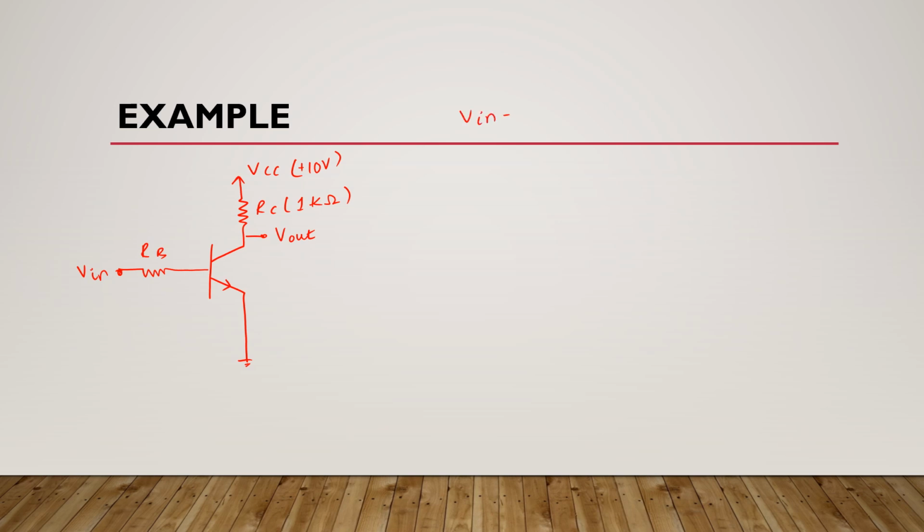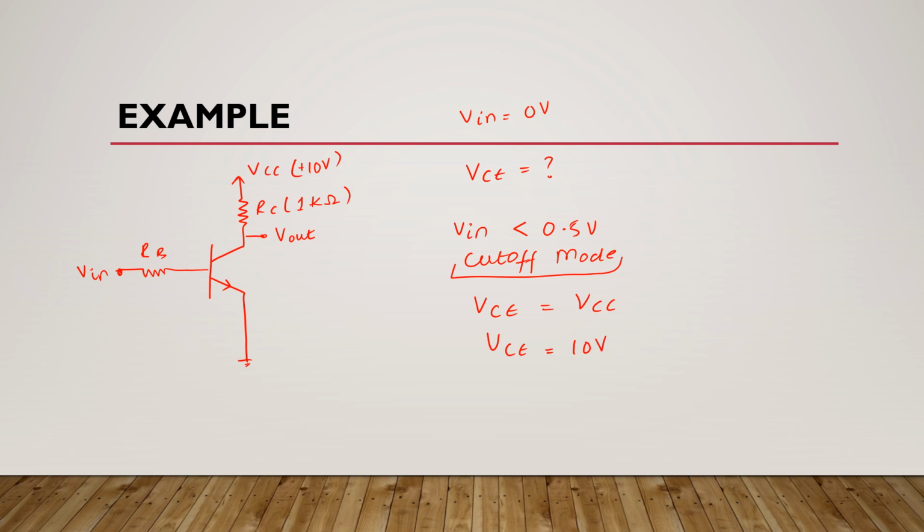Okay, now if input voltage is 0 volts, then what is the value of VCE here? Okay, when the value of input supply is less than 0.5 volts, then the transistor is in cutoff mode. It means here this transistor is in cutoff mode, and we know that in cutoff mode VCE is equal to VCC. It means here VCE is also 10 volts. Okay, so this is your answer here.